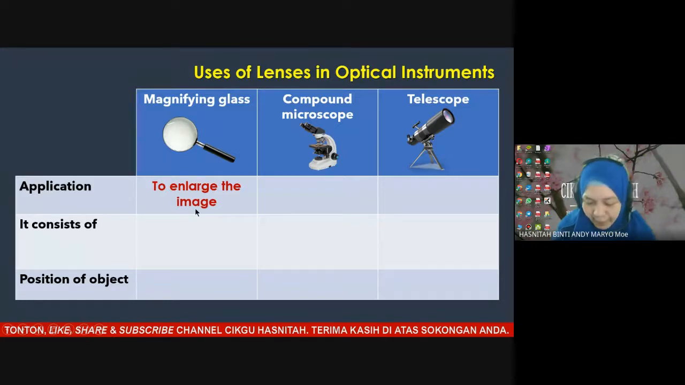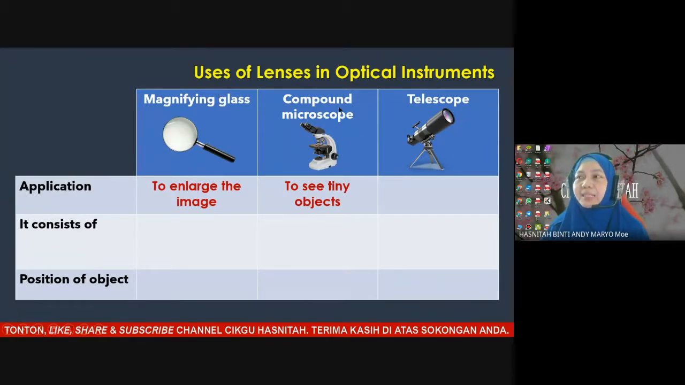How about the compound microscope? We use the compound microscope for what? It is used to see very tiny objects, very small things that cannot be seen with our naked eyes, so we can see them through the compound microscope. A magnifying glass is also known as a simple microscope, I repeat, because it enlarges the size of the object.